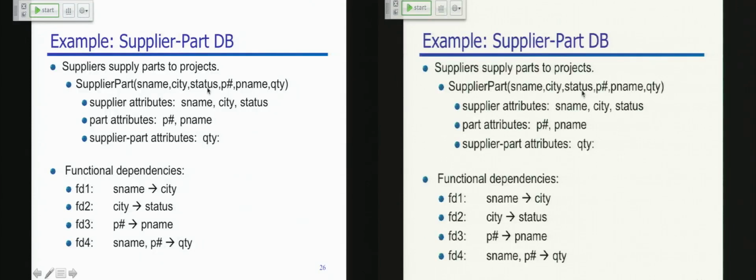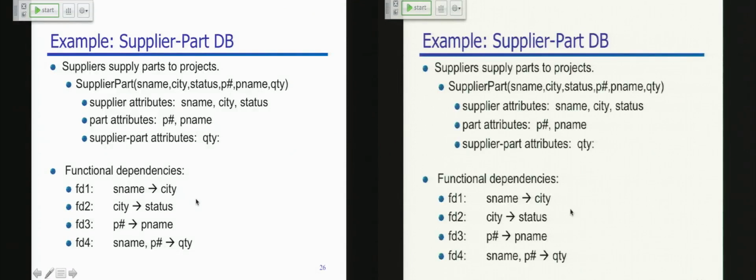Okay, so let's have a look at an example. Suppliers supply parts to a project. I have S name, the name of the supplier, the city where the supplier is coming from, and the status of the supplier. Supplier attributes are S name, city, and status. And I also know part attributes. I have a part number, and I have a part name. I also know the quantity of how many of that part I want. So I have a supplier, I have a product, and I know the quantity of that product.